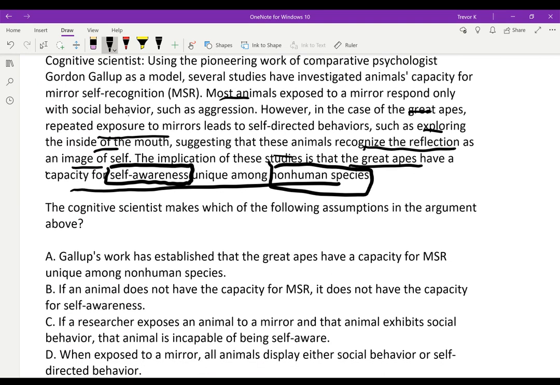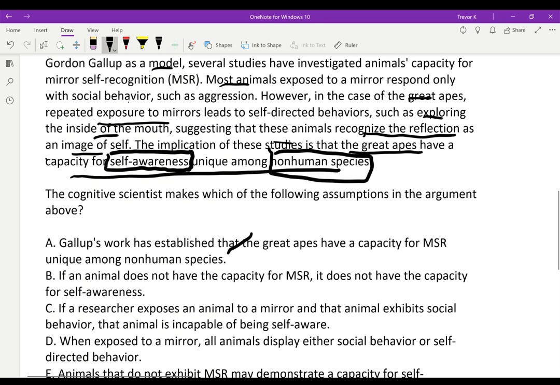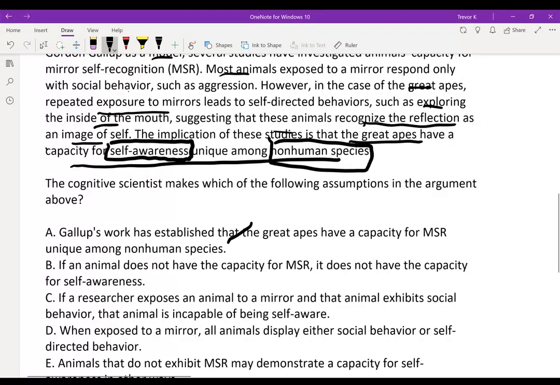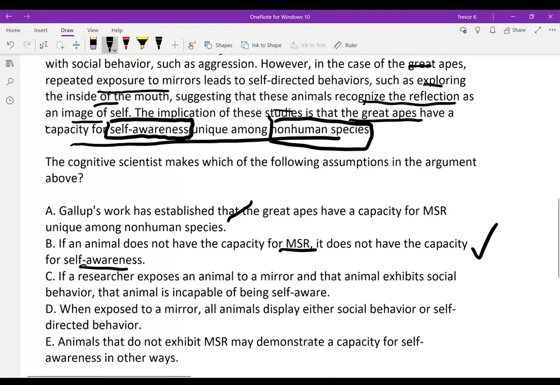It says Gallup's work was a model, but it doesn't need Gallup's work to do this. All right. If an animal does not have the capacity for MSR, it does not have the capacity for self-awareness. So that's pretty good. That gives us the link between MSR and self-awareness. Basically it says it's necessary to have MSR to have self-awareness. If you don't have MSR, you cannot be self-aware. So that's pretty good. All right, C.